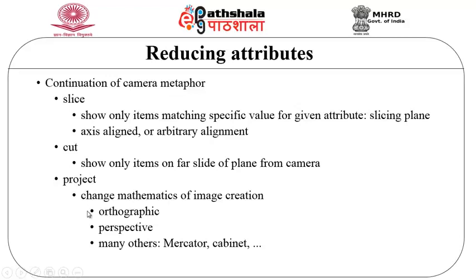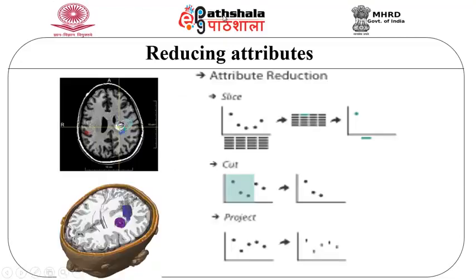The next one is a project. Project is changing the mathematics of the image creation. So you can have either orthographic projection or perspective projection, and there are various other projections like Mercator, cabinet, etc. These are various examples of attribute reduction as such. In the case of slice, we can see how the entire object has been sliced, how the entire object has been cut, and only a part of it is being shown here.